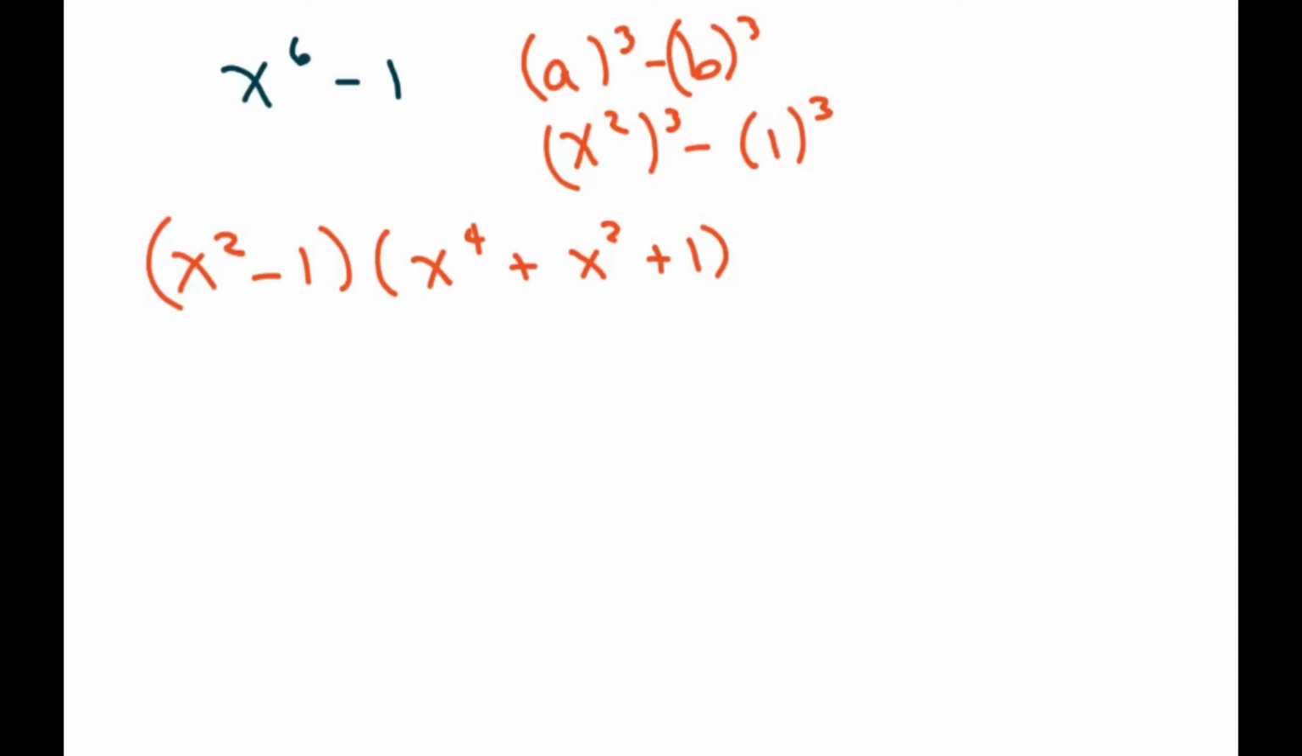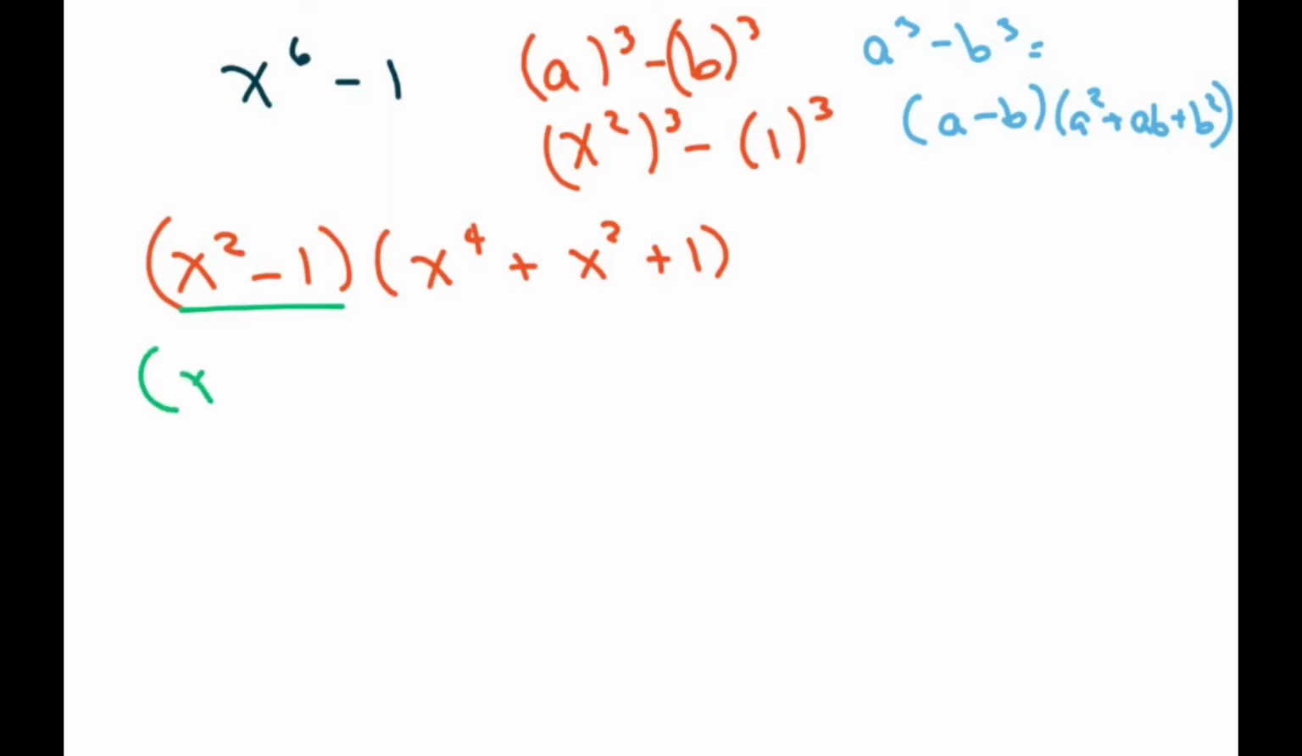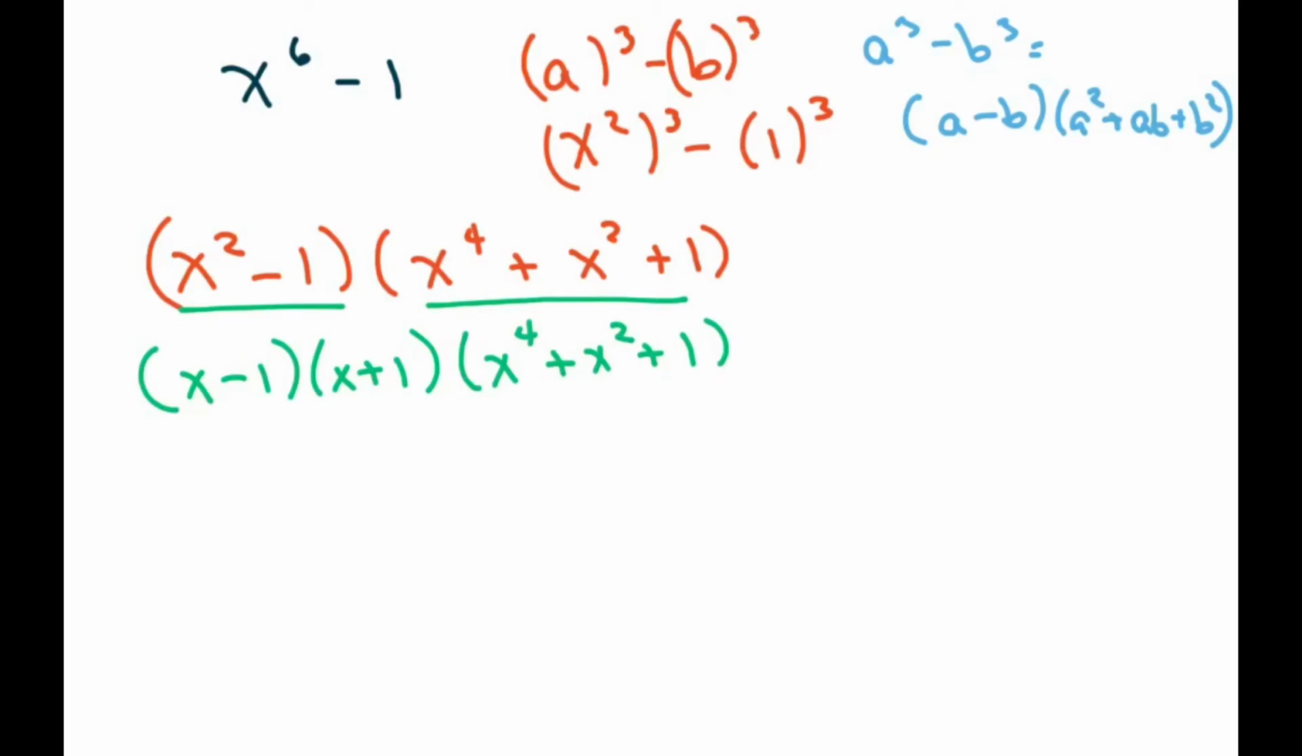Let me write it out again. A cubed minus b cubed equals a minus b, times a squared plus ab plus b squared. So that's what I did. And furthermore, I can factor this as x minus 1 times x plus 1 with difference of squares, because we have to factor this completely. We can't factor this. There's no real solutions. So that's if we use this formula.